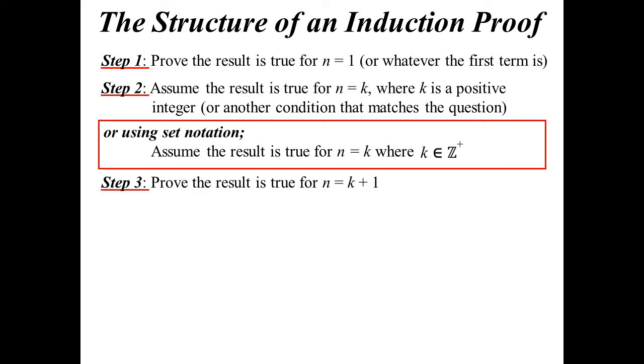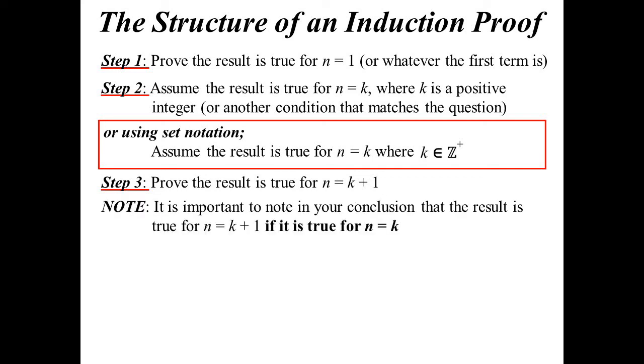Then comes the deductive part of the proof. We're then going to prove it's true for k plus 1. When you conclude your deductive proof, and this is a bit that's often left out or often written incorrectly, your conclusion is saying, hey, I've just proved it's true for k plus 1, but it will only be true if my assumption is true.